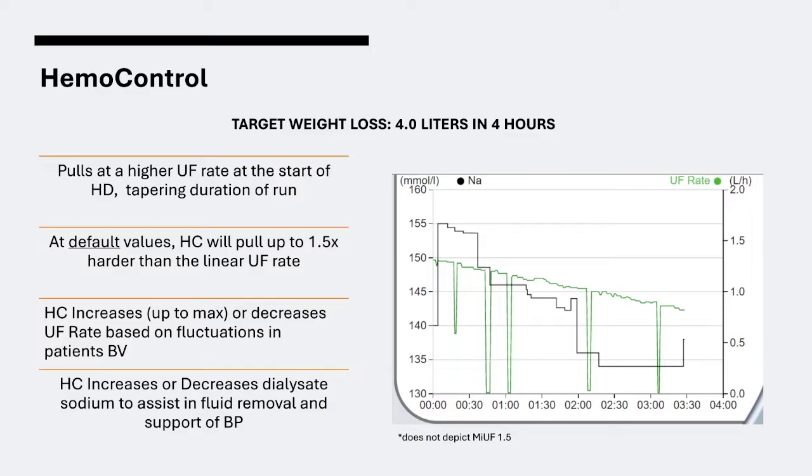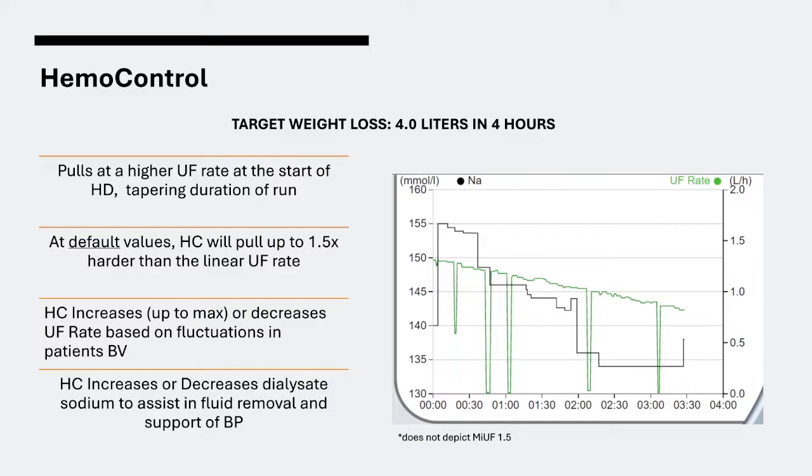So what does that mean in this scenario? In our linear UF, it was pulling at 1 liter per hour for the full 4 hours. If we use those same values in HemoControl, it's going to pull at 1.5 liters per hour as a maximum at the beginning of dialysis, and then throughout the run, it's gradually going to taper that value off until the maximum UF at the very end is 1 liter per hour.